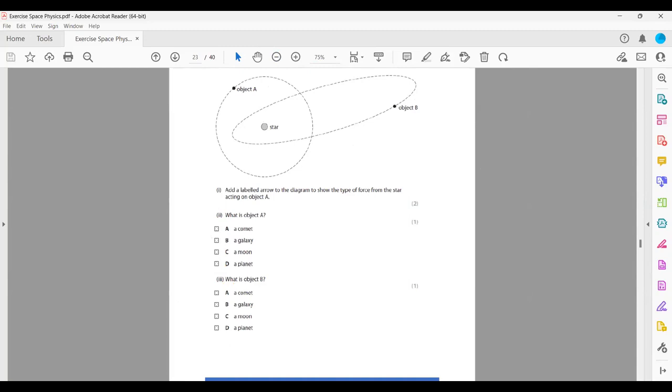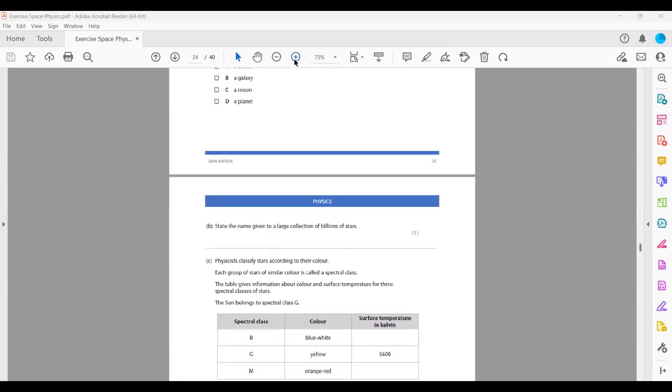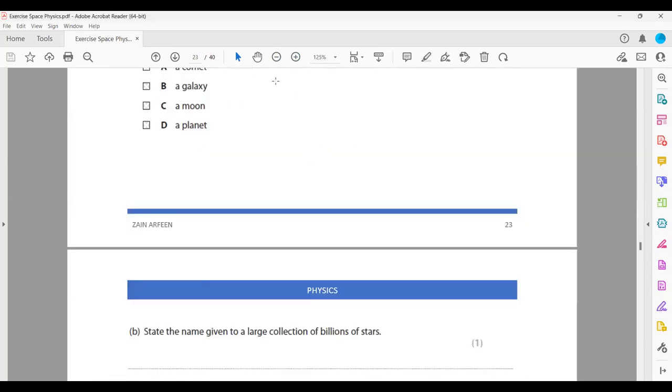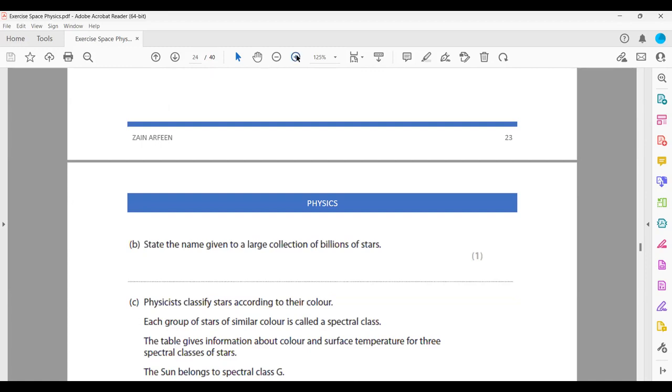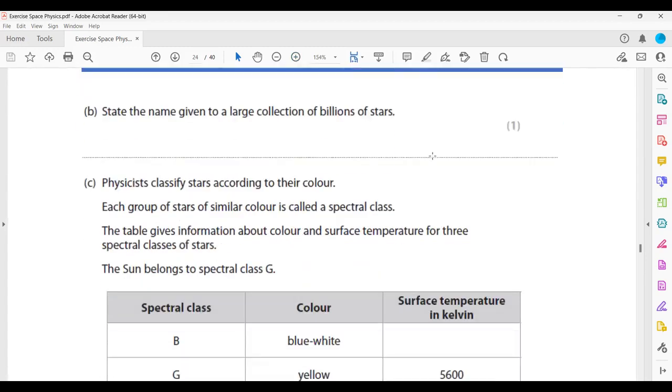Moving on to the next part of this question. State the name given to a large collection of billions of stars. It's a similar question. What do we call it when you have billions of stars together? Galaxy. So we call them a galaxy.